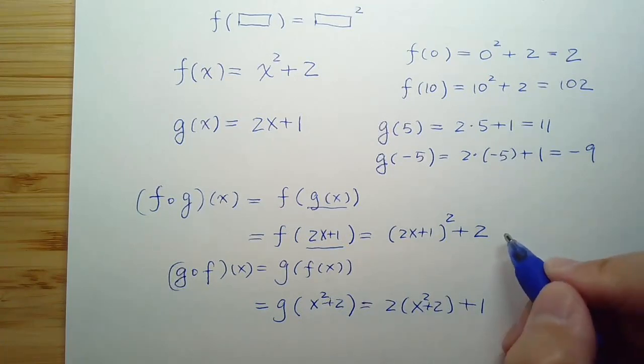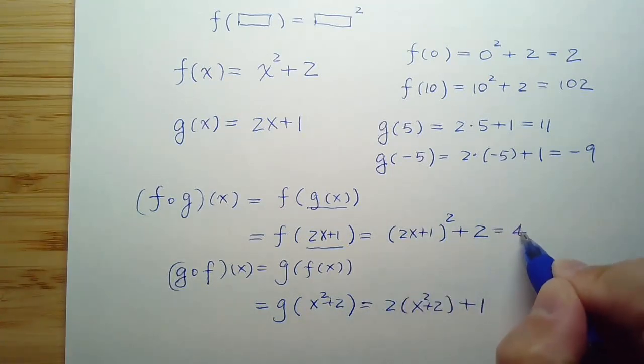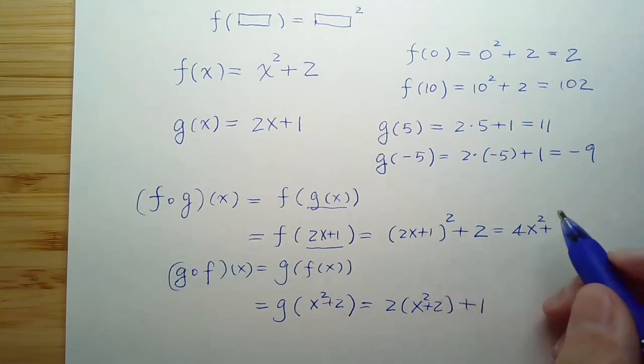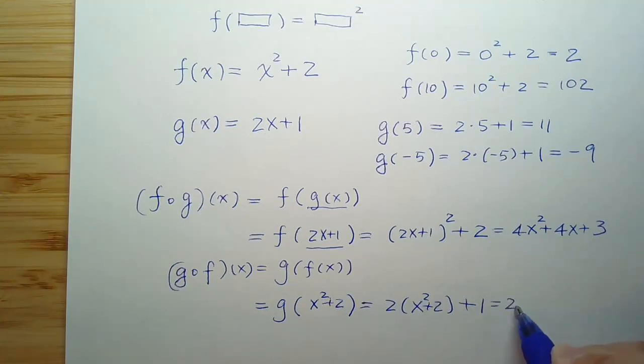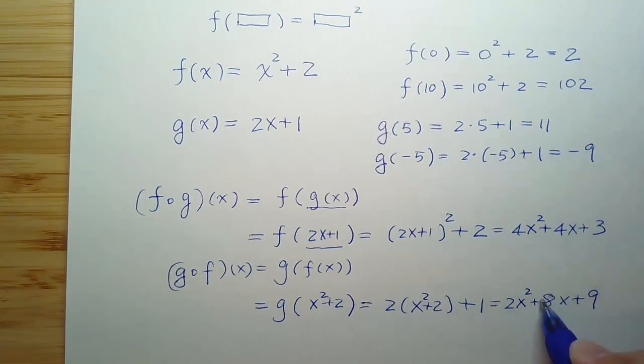Phew. If you expand this, you're going to get 4x squared plus 4x plus 1, plus that, you're going to get plus 3. However, for this one, you get 2 times x squared plus 2, so 2x squared plus 4, then plus 1. Oh, sorry, I shouldn't square that. So that's 2x squared plus 4 plus 1. I made a mistake too. So 2x squared plus 5.